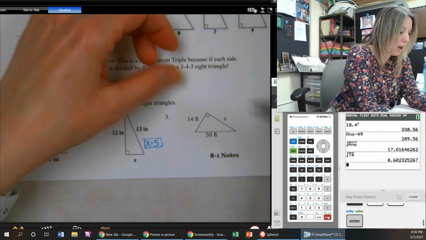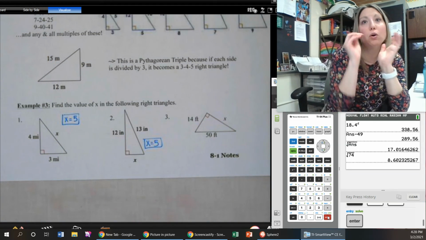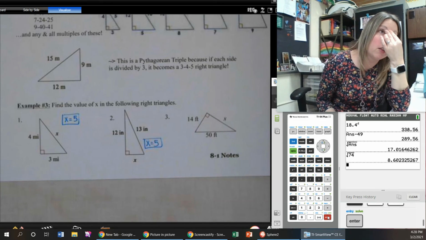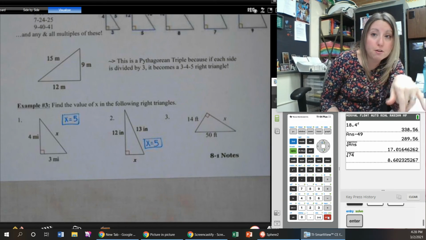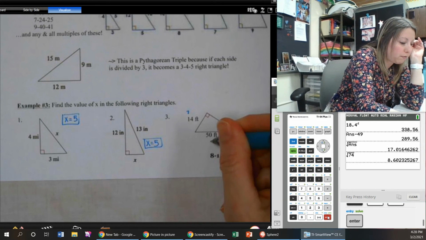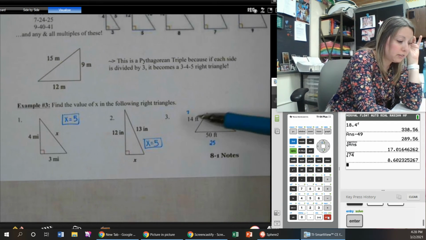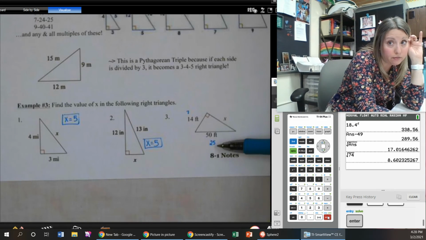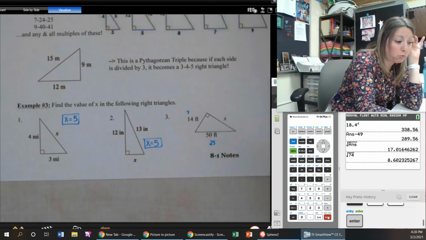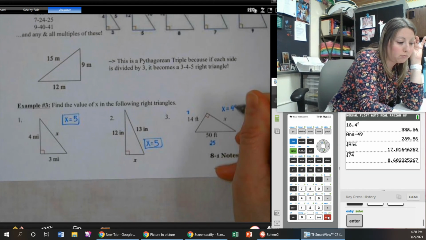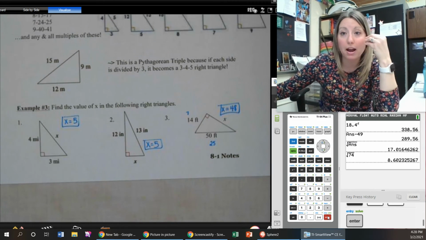Okay. Here, we have a 14 something 50. So let's consider, could those all evenly divide by something? Well, let's see. 14 is evenly divisible by 2, and I get 7. 50 is evenly divisible by 2, and I get 25. So this is a 7, 24, 25 right triangle, which means that if I want this side in my head, I just multiply 24 times 2, which is 48. So again, rather than having to plug into the Pythagorean theorem, I have this option.